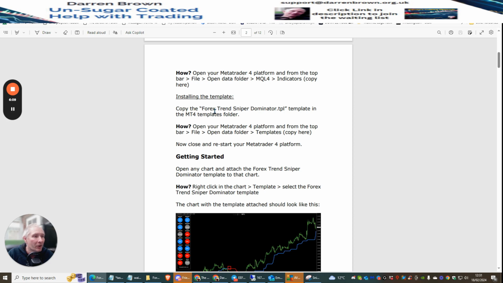Installing the template: copy the Forex Trend Sniper Dominator TPL template in the MT4 templates folder. How? Open the MetaTrader 4 platform, and from the top bar, File, Open Data Folder, Templates, copy here.